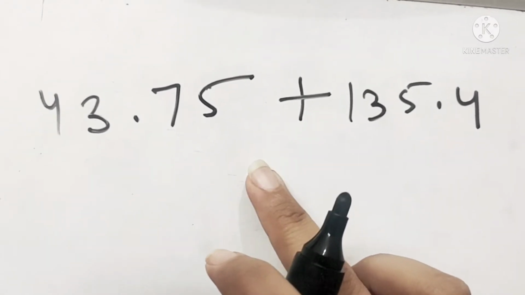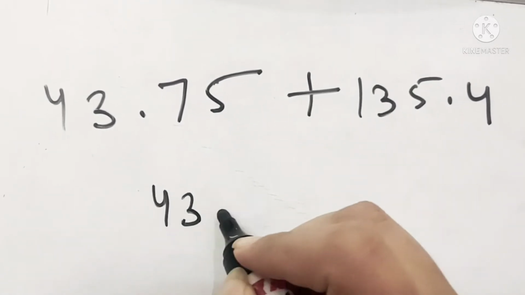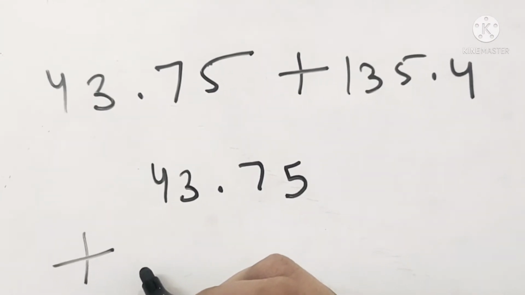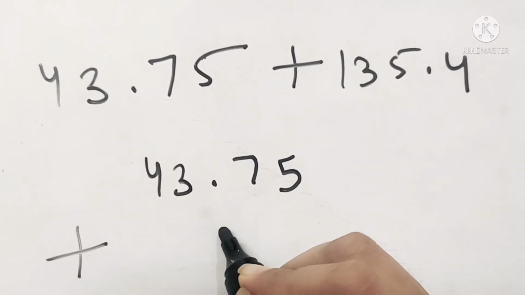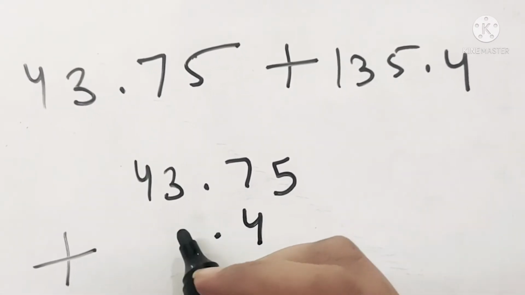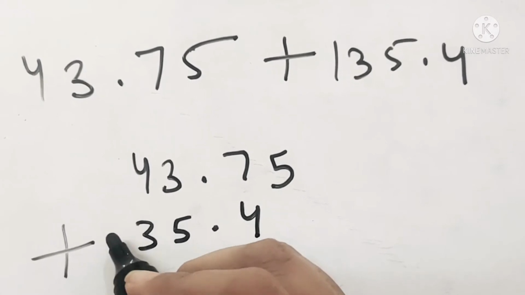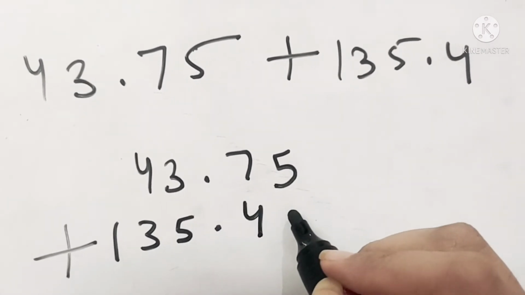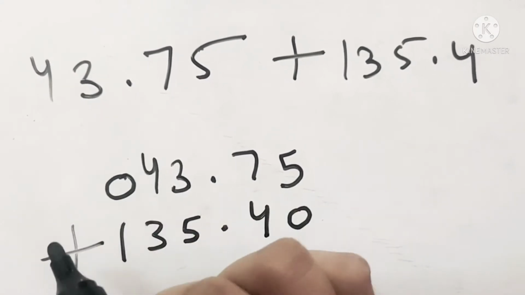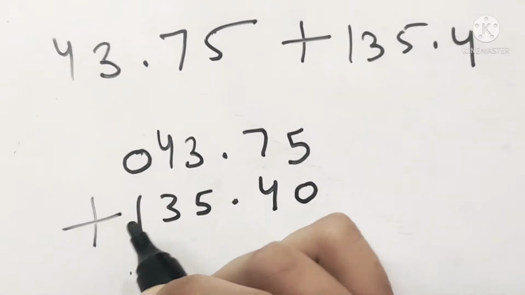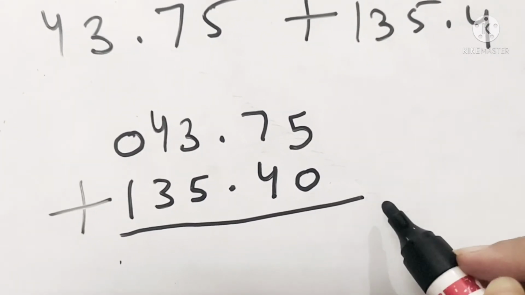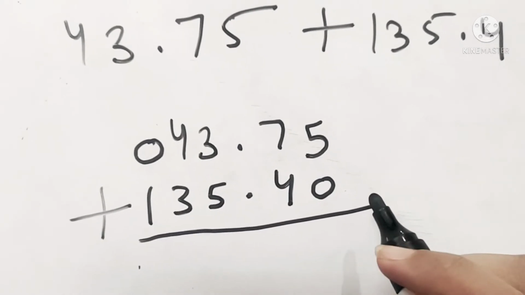So I am writing the first number, which is 43.75, plus 135.4. Decimal will come below decimal, the digits after the decimal will come in the same places, and the digits before the decimal you write in the same way. Now you can see that this place is empty, so you can write 0 over here, and here also to fill this place we write 0, because 0 plus any number gives that same number only. So it doesn't matter. Whenever you have empty places, you can write 0 in place of them.